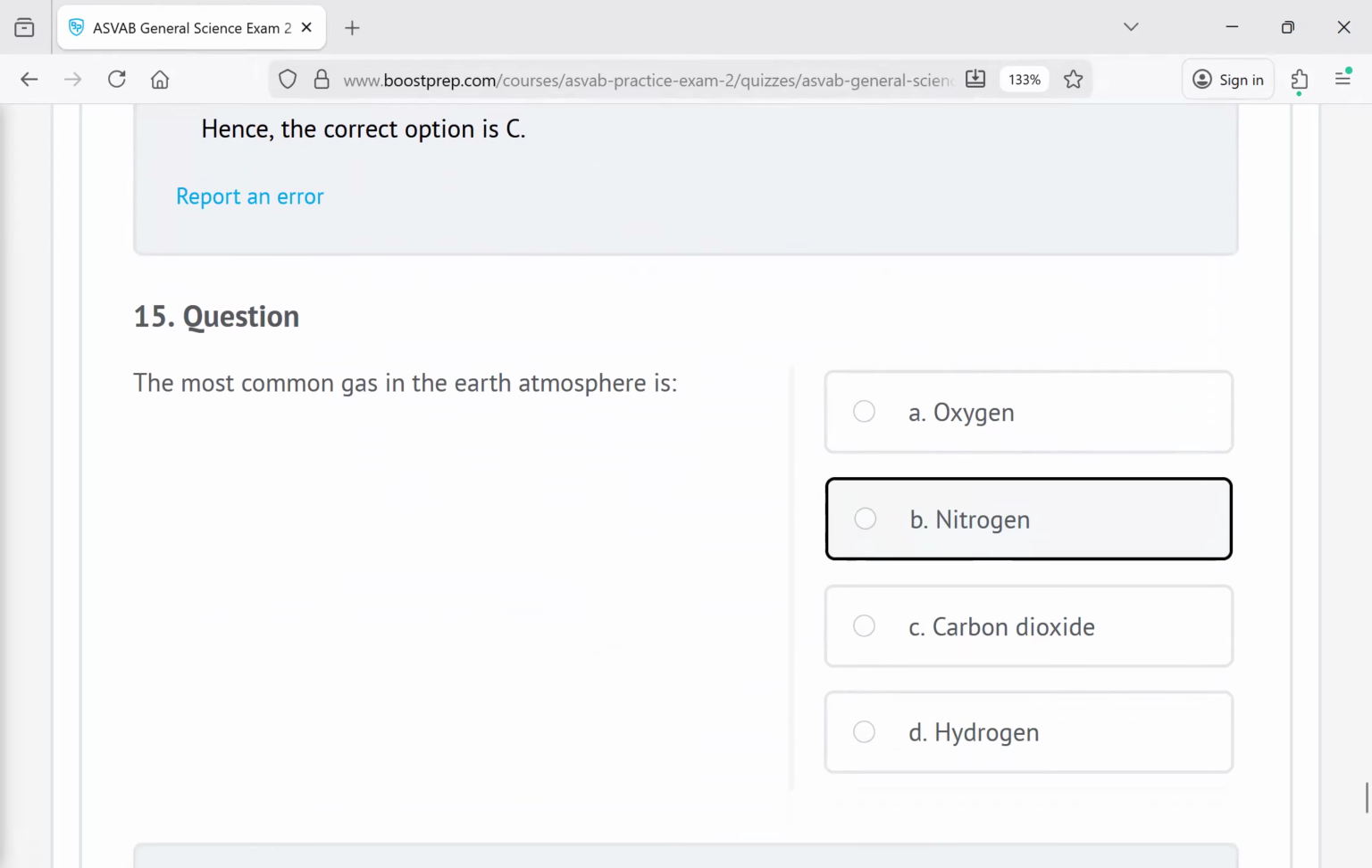15. The most common gas in the Earth's atmosphere is B, nitrogen, not oxygen. The reason is, yeah, it is nitrogen. It says 78% of Earth's atmosphere is nitrogen. Oxygen comprises about 21%. The remaining 1% contains several gases in small amounts. So it is nitrogen. Okay, I will stop here.